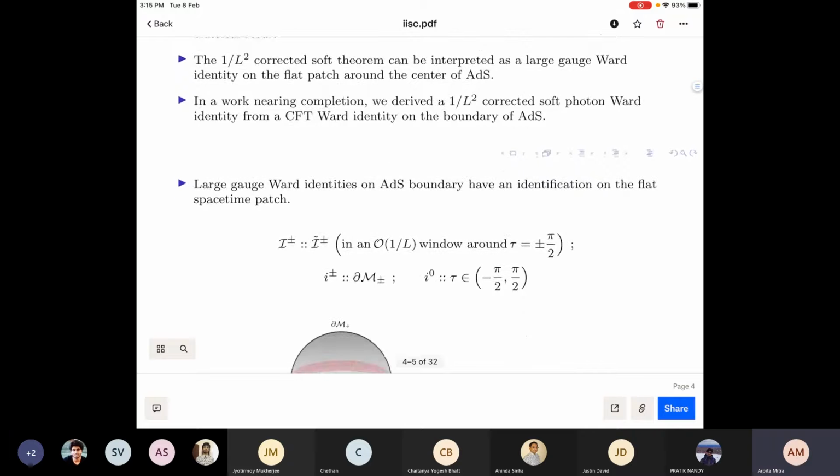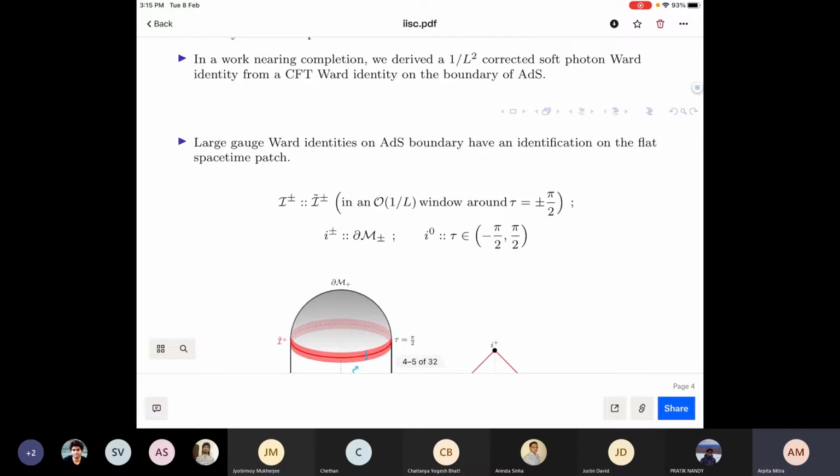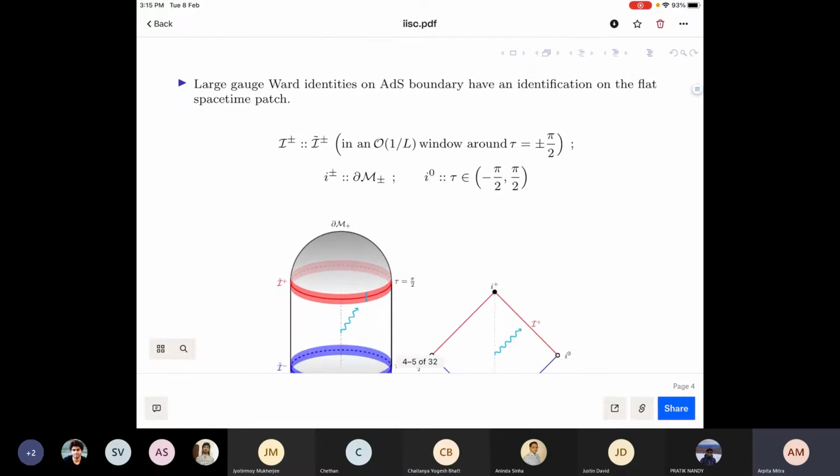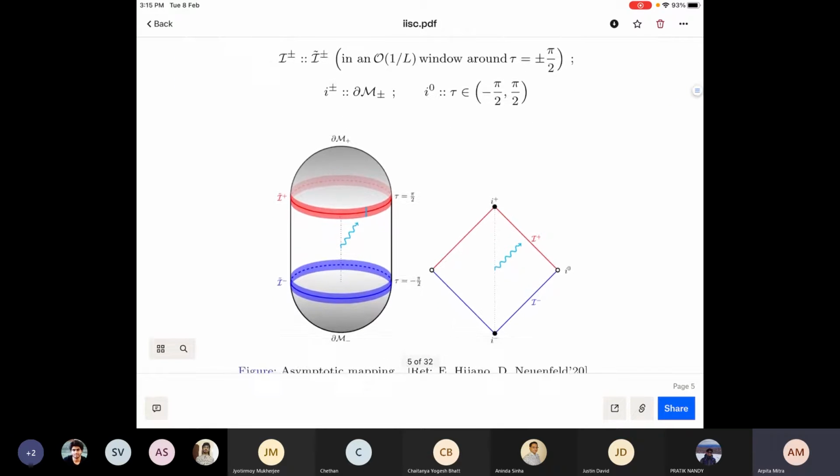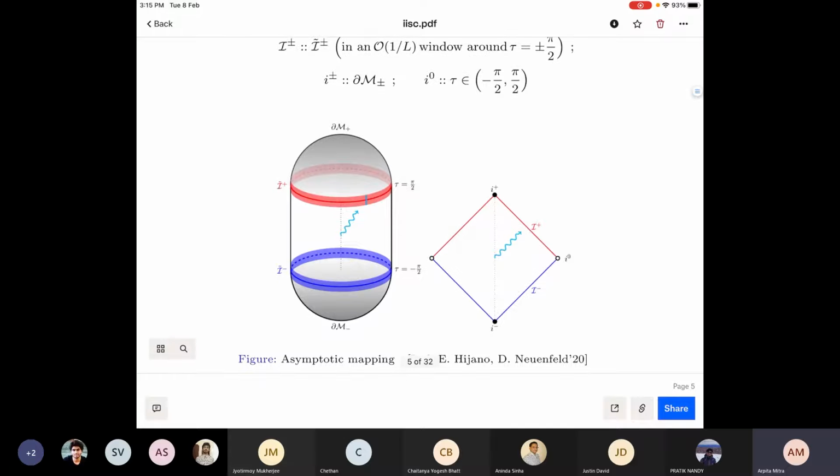I have already mentioned that these large gauge Ward identities on the AdS boundary have an identification with the flat spacetime patch at the center of the AdS. This asymptotic mapping is like this red fringe, which we can parameterize as tau equal to pi by 2 plus u by L, where u is the retarded Minkowski time t minus r, and that will be mapped to null infinity scri plus. Similarly, the blue fringe will be mapped to scri minus. And these shaded caps are the analytic continuation of the boundary CFT in the imaginary direction of global time. The massive particle will go there. So for the flat spacetime patch, that is the small I plus and I minus.